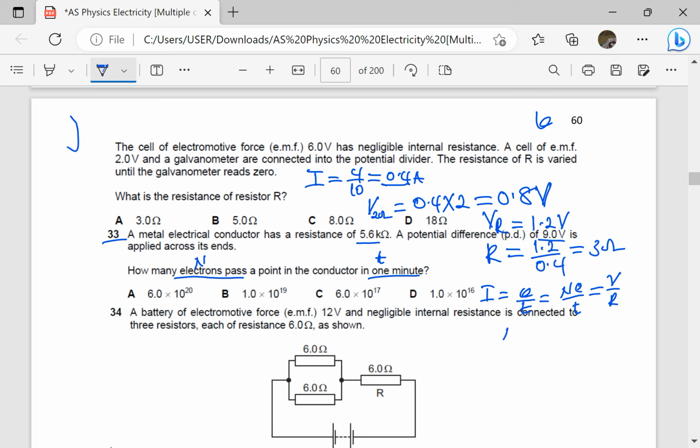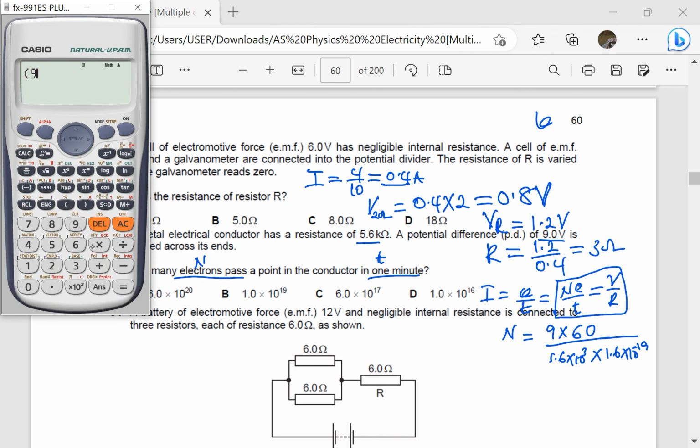So number of electrons, number of charges, is going to be equal to V, which is 9, times T, I'm just cross multiplying here, times T the other side, which is 1 minute, that is 60 seconds, divided by R, which is 5.6 times 10 power 3, divided by E, which is the charge of one electron, 1.6 times 10 power negative 19.